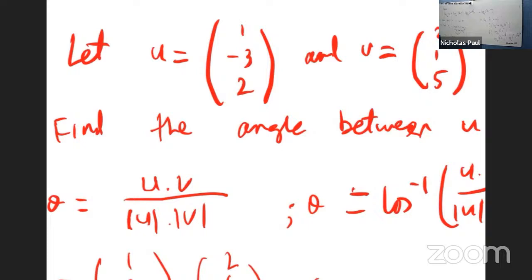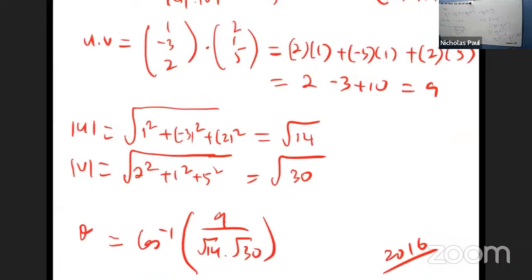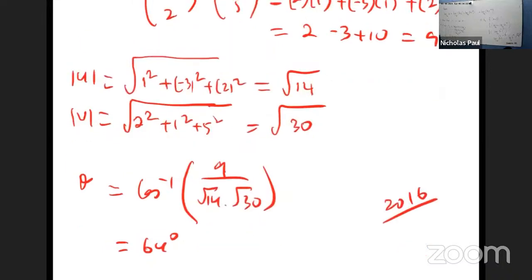What did we get? 0.95. Let's see. When you multiply, the dot product was 9, the magnitudes were root 14 and root 13. When you work it out, you end up with 64 degrees. In radians, I got 1 point something. Any questions online? 64, 64.7. Can't round up too much, right?